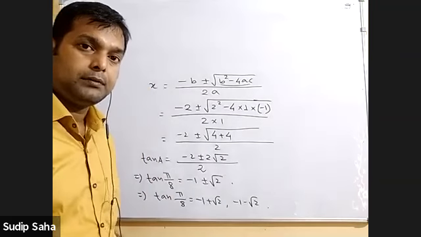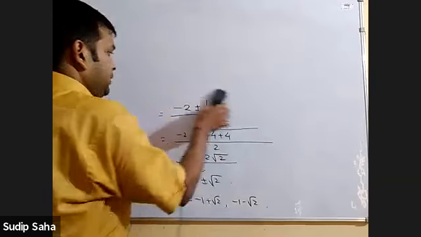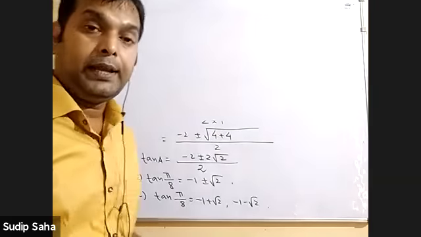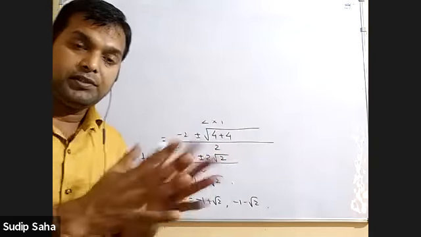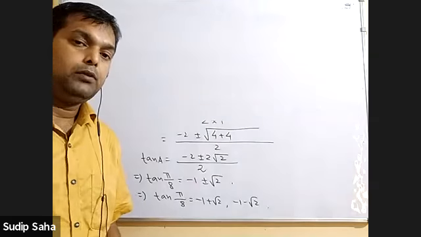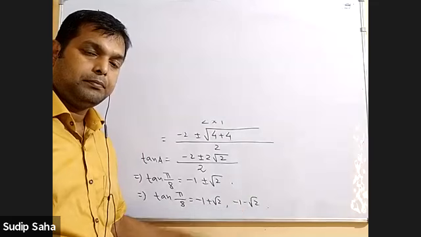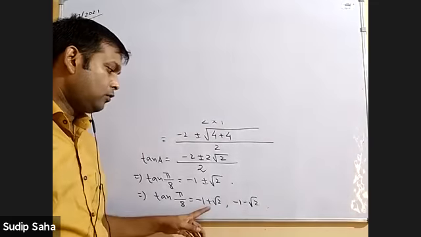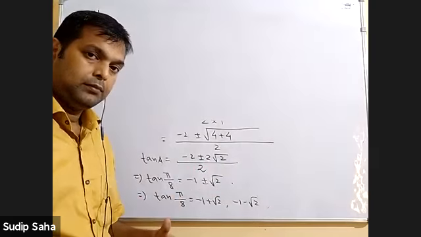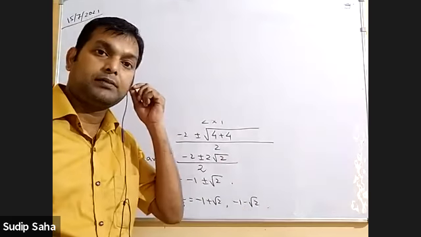Understood? Pi by 8 is what? 22.5 degree. Where does it lie, in the first quadrant or third? First quadrant. When it is in the first quadrant, all trigonometric ratios' values are what? Positive. Very good. Between these two, which one is positive? Root 2 minus 1, because root 2 is more than 1 point something. So 1 point something minus 1 is a positive value. But here both are negative, so that is not accepted.